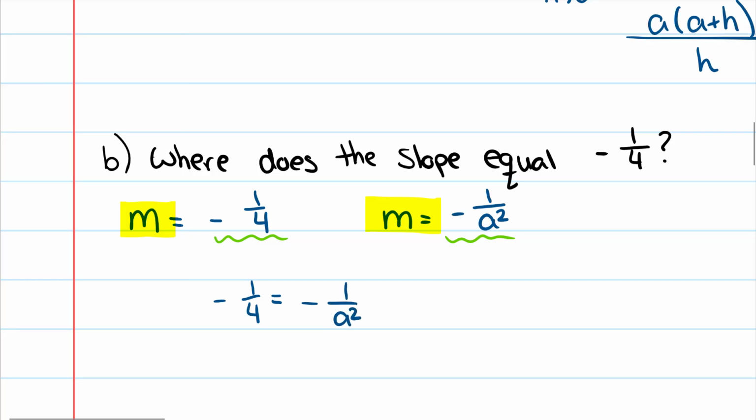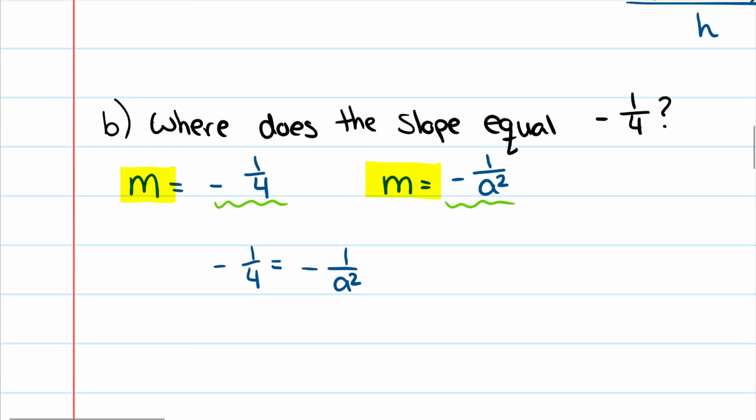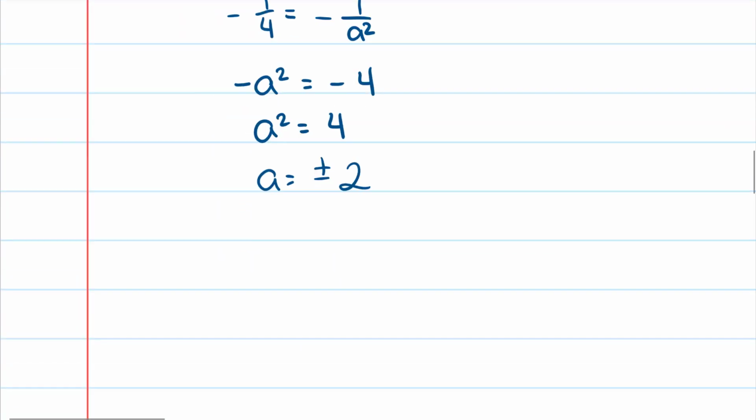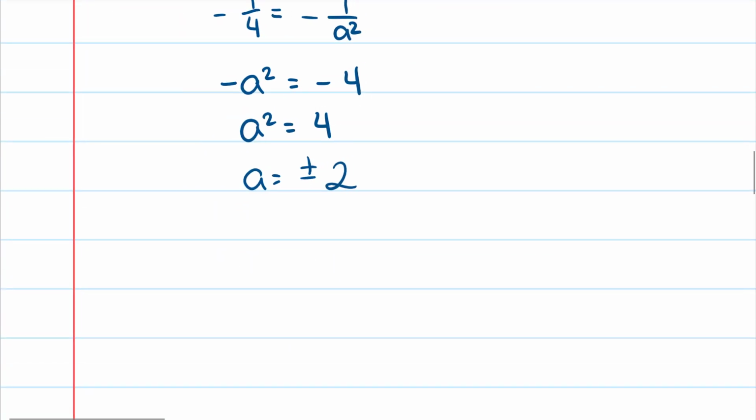And so what I'm going to do here is multiply both sides by the denominators. And so I'm going to get negative a squared is equal to negative 4. So a squared is equal to 4. So then a is plus or minus 2. So what I want to give here is a little explanation of what I'm talking about.